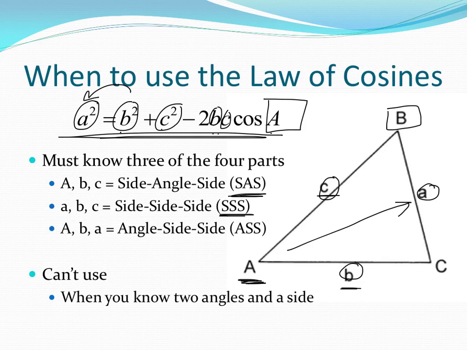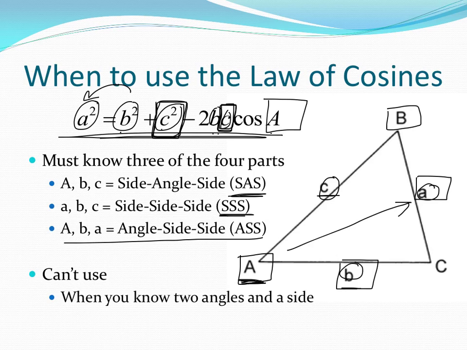Lastly, this can be used in a situation where you know angle-side-side. So if we knew angle A, side b, and side a, the only variable left in the law of cosines would be c, which appears twice. Notice that it would be a quadratic equation for c. Again, we'll have a totally separate video that will analyze the angle-side-side situation. For today's, we're going to focus on just the side-angle-side and side-side-side situations.